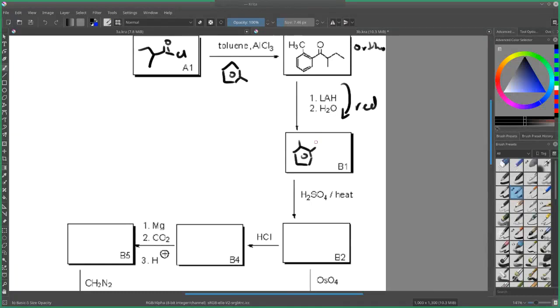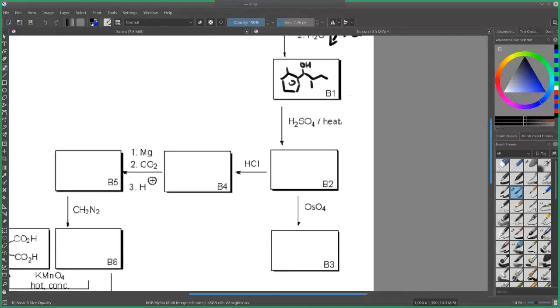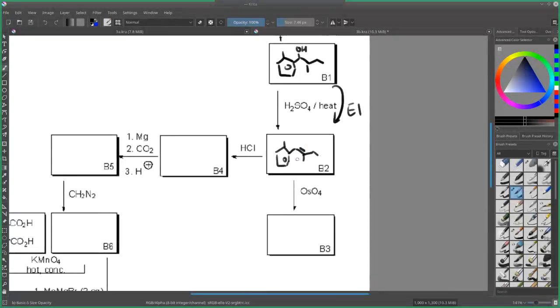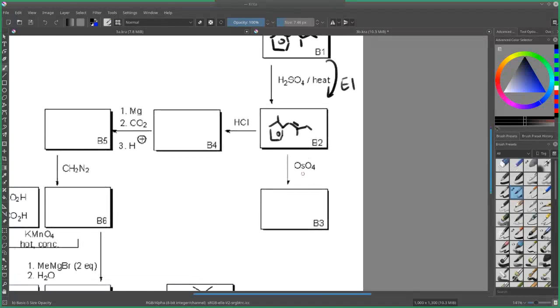So it turns into an alcohol. Okay, cool. And then sulfuric acid and heat. This is bold, so this is E1. So we're doing an E1 reaction. There we go. So this thing winds up turning into a double bond. And this E1 goes very well because it's benzylic and all that. So here we do E1. Nice.